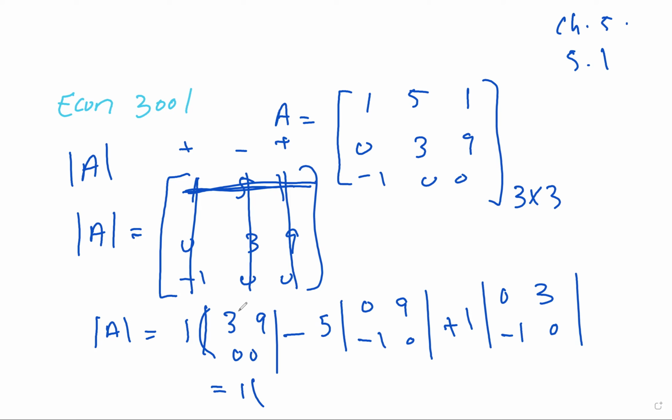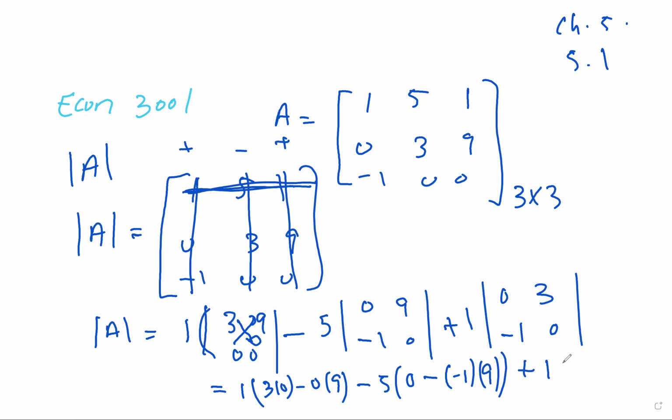So it's 1 times, this is how you multiply, 3 times 0 minus 0 times 9, minus 5 times 0 times 0 minus minus 1 times 9, and then plus 1 times 0 times 0 minus minus 1 times 3. So this first whole thing equals 0.